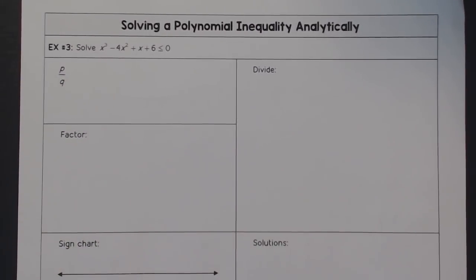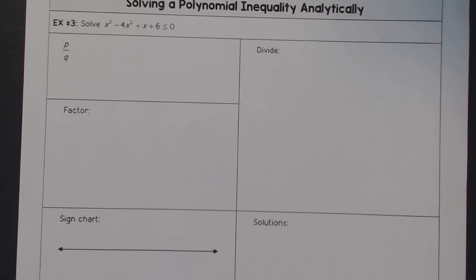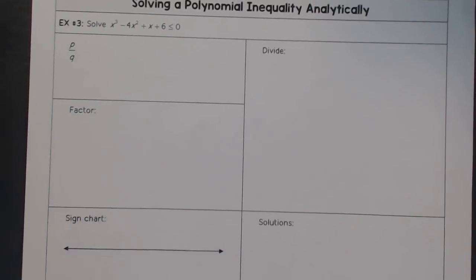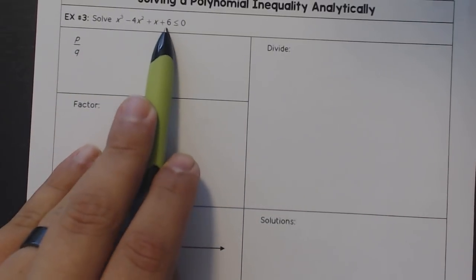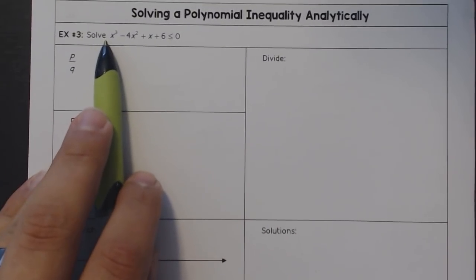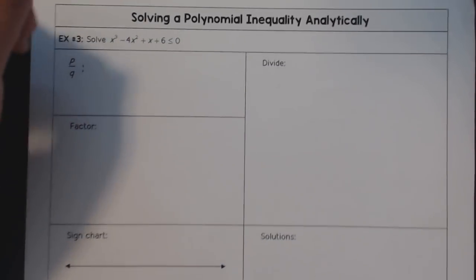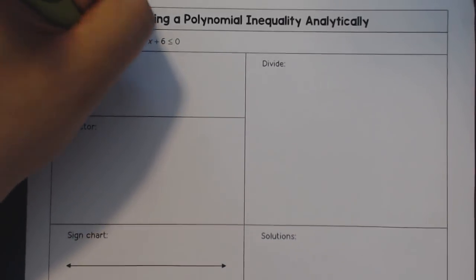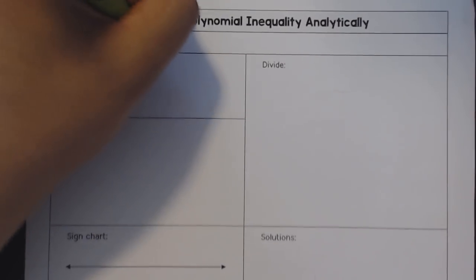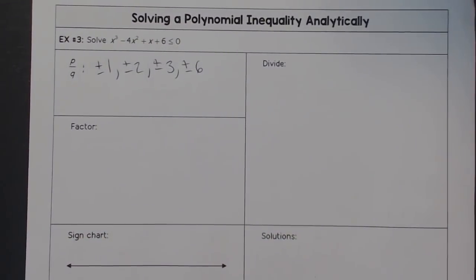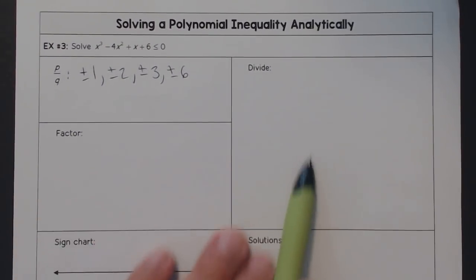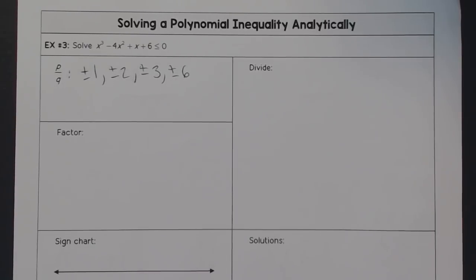Now in example 3, we are asked to solve a polynomial given that it's in an inequality format, right? So what we have here is that we have to do the same exact thing we've done before. We need to list out our P over Qs. Remember, our P's and Q's have to do with the constant over the lead coefficient. So the P's over Q's for this one is going to be ±1, ±2, ±3, and ±6. And in doing so, we're going to test out values doing division using synthetic or long division.